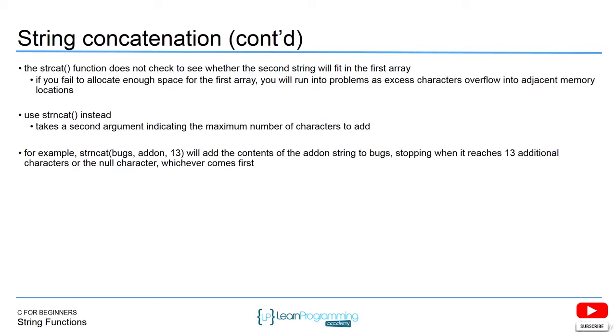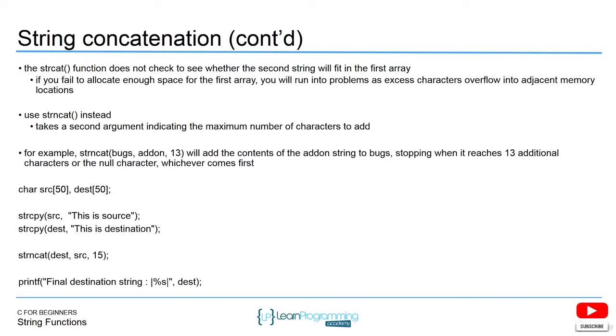So for example, if you do a strncat on two strings, bugs and add-on, it's only going to add the first 13 characters of add-on to bugs. Depends which comes first. If add-on is less than 13, then it will only add till you see the null terminator. So in this example, we're creating two strings. This is the source, this is the destination. We're doing a strncat. We're only copying 15 characters into destination at the end. So the size of destination will be size of destination plus 15. And then we print it out.